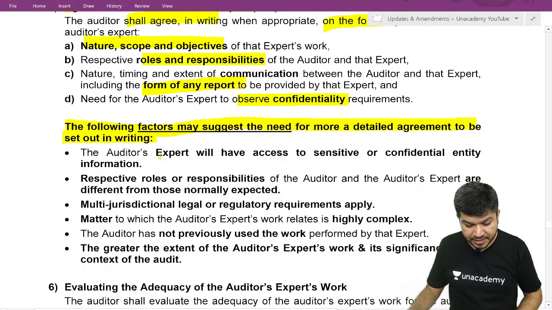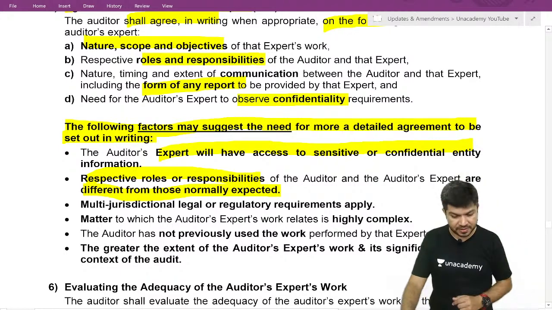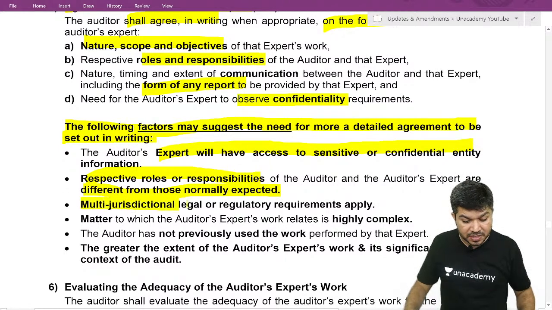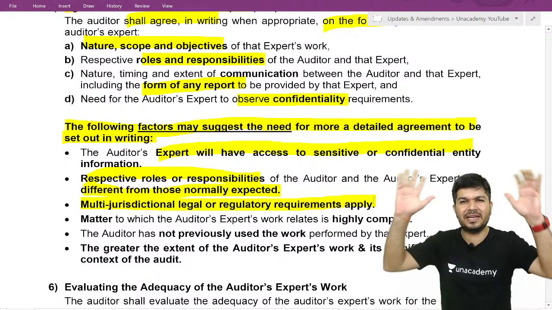So one, he is having access to sensitive data of the client. Two, the roles and responsibilities are different than what are normally there. As they are different, a more detailed agreement is required. Three, multi-jurisdiction legal regulatory requirements apply. The company operates in 5-10 countries.